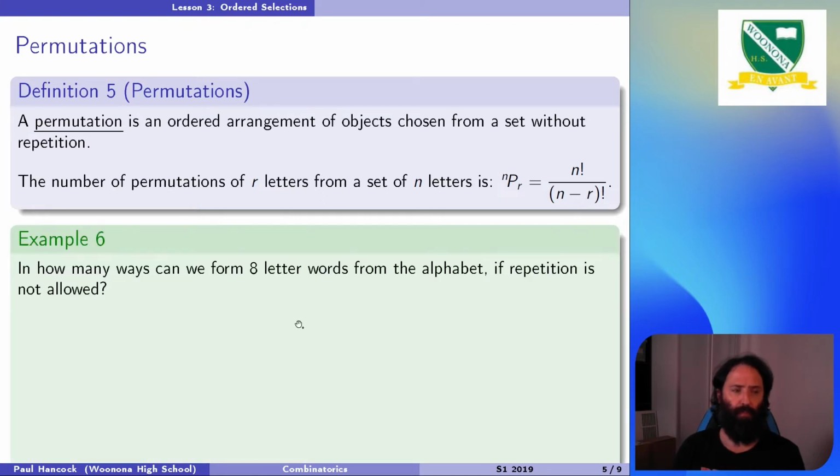So as a simple example here, how many ways can we form 8-letter words from the alphabet if repetition's not allowed? Well, this perfectly fits the definition of a permutation. There's 26 letters in the alphabet and we want 8 of them. So we would read this notation as 26P8, and it is 26 factorial over 26 minus 8 factorial, or 26 factorial over 18 factorial. Now we don't have to simplify that down or actually type it into a calculator or anything like that. It's going to be quite a big number. We're perfectly happy to leave it in this form.